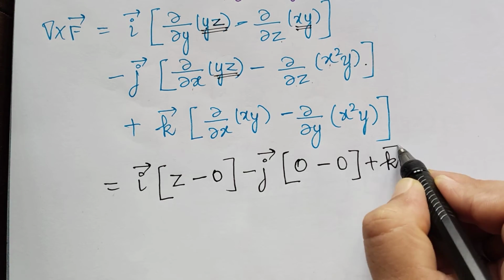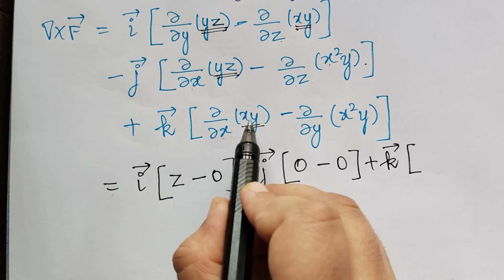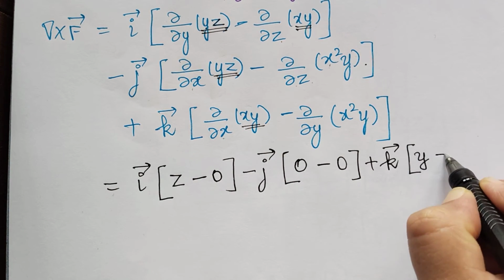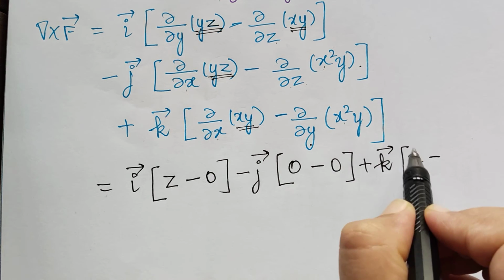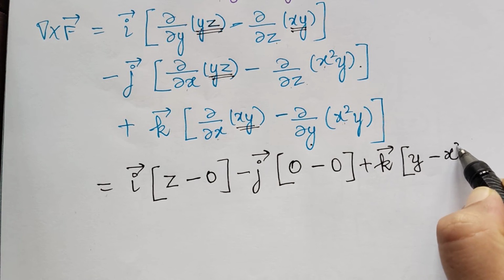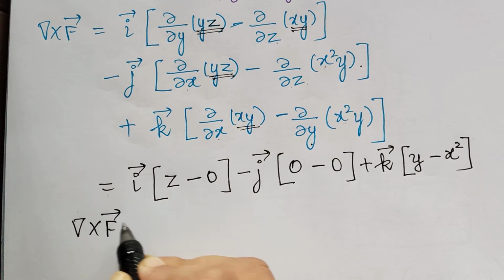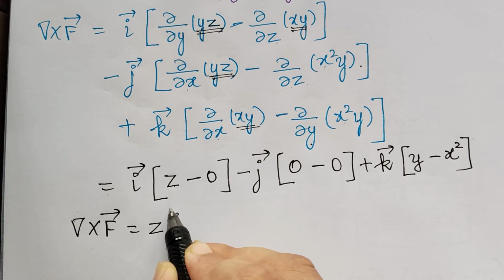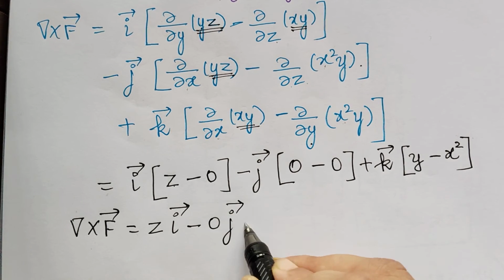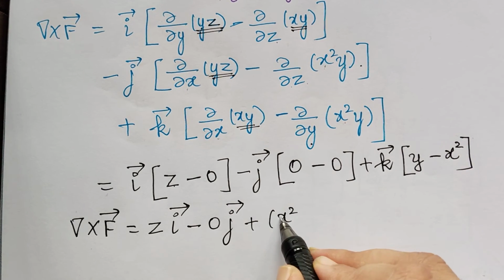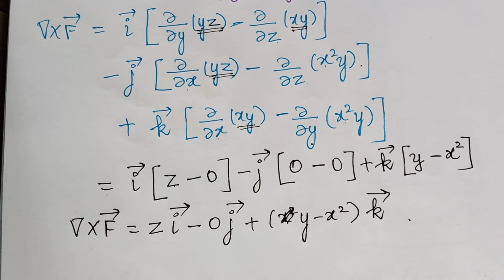Plus k vector multiplied with partial differentiation of xy with respect to x. Differentiation of x is 1. So 1 multiplied with y, so it will be y. Minus partial differentiation of x square y with respect to y. y will be 1 on differentiation, and x square will come as it is, so we will be having x square. So therefore we obtain nabla cross f vector to be equal to, here we have z i vector, here it is 0, so it is minus 0 j vector. And here we have y minus x square k vector. So now this is nabla cross f vector.